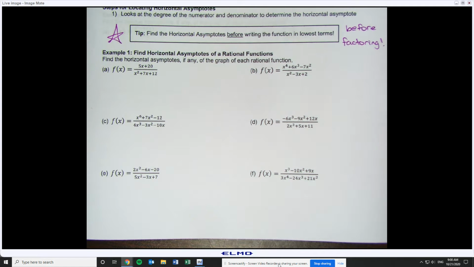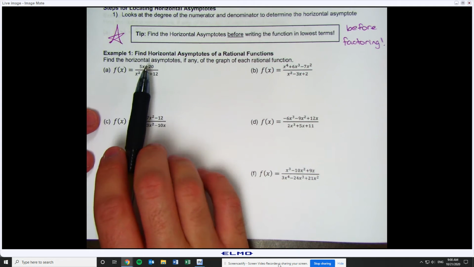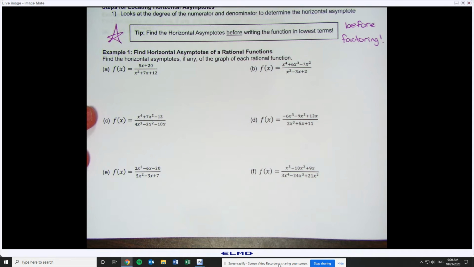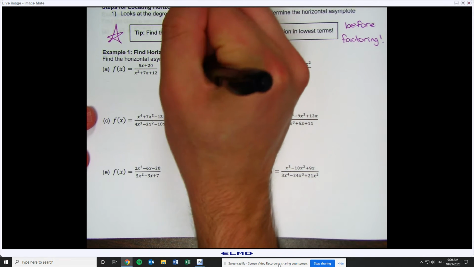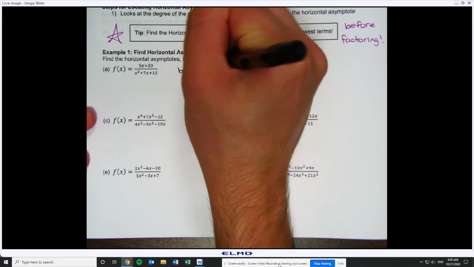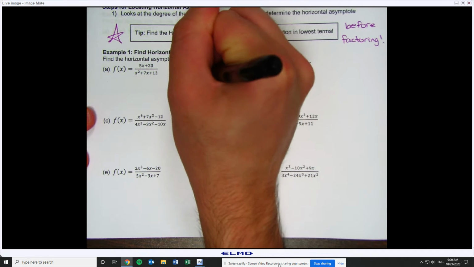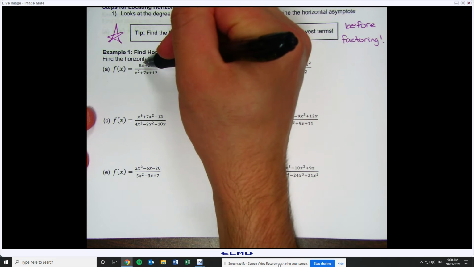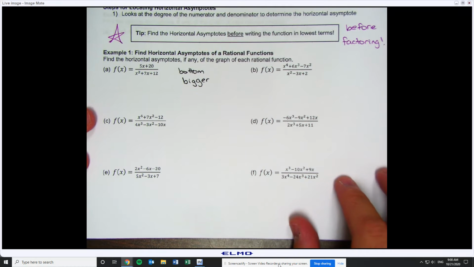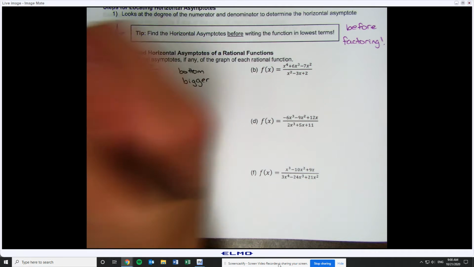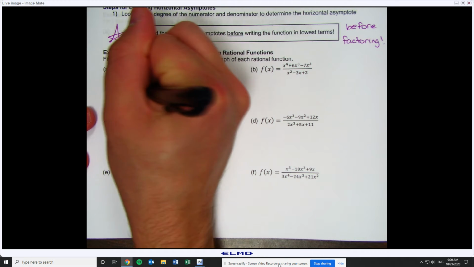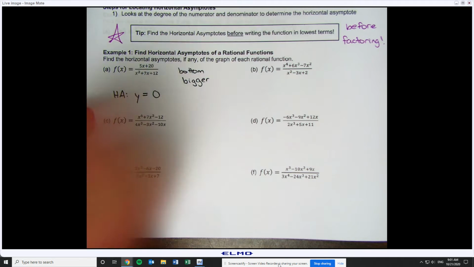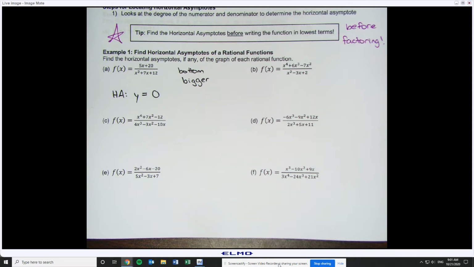got. Looking up here, I see that the degree of the top is 1, the degree on bottom is 2. So automatically I see that the bottom is bigger because my degree of top is 1 and the degree on bottom is 2. Since the bottom is bigger, I know that my horizontal asymptote is the line y equals 0. And there's nothing else to do.